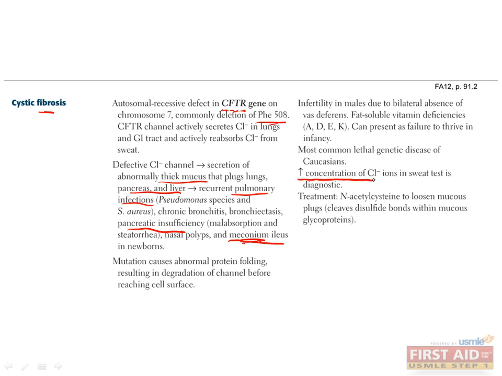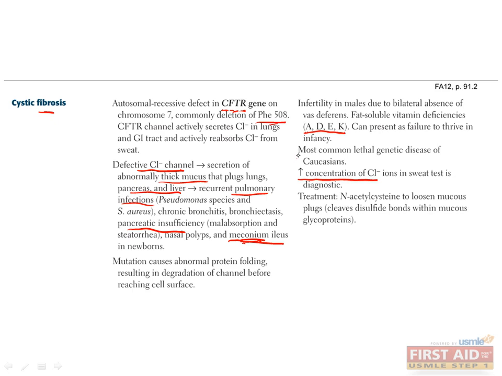One symptom that can be used to diagnose cystic fibrosis is the high salt content in the sweat, which is caused by the inability to reabsorb chloride. Some other symptoms include infertility in males, since the vas deferens are absent, and fat-soluble vitamin deficiencies, since they can't be absorbed due to the pancreatic insufficiency.